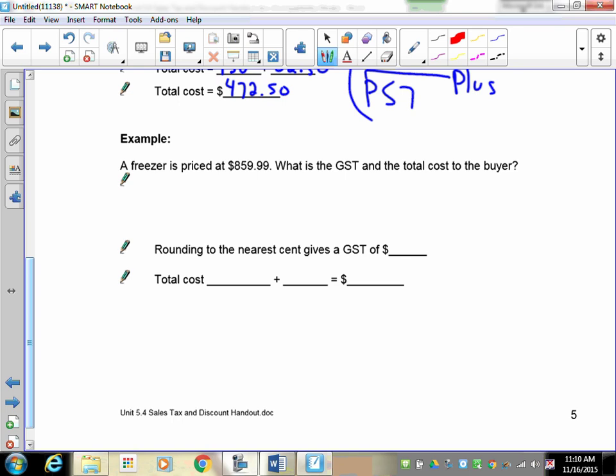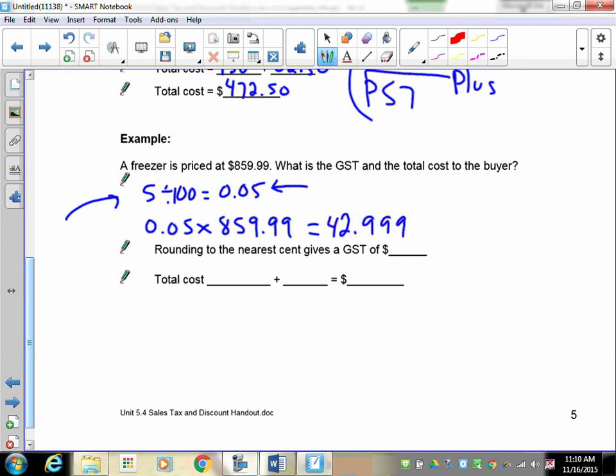The freezer. The first thing you need to do, we're working with GST. GST is always 5%. So 5 divided by 100 is 0.05. Now you have to show me this. You cannot just simply put down 0.05. Show what you did, what you got. Now, multiply 0.05 by the price of the freezer, $859.99, and for the GST we get 42.9995. Now remember, we're in money, which means we have to round it off to the nearest penny. So you have to increase this by 1 penny. So $42.99 plus 1 cent means this is going to be $43.